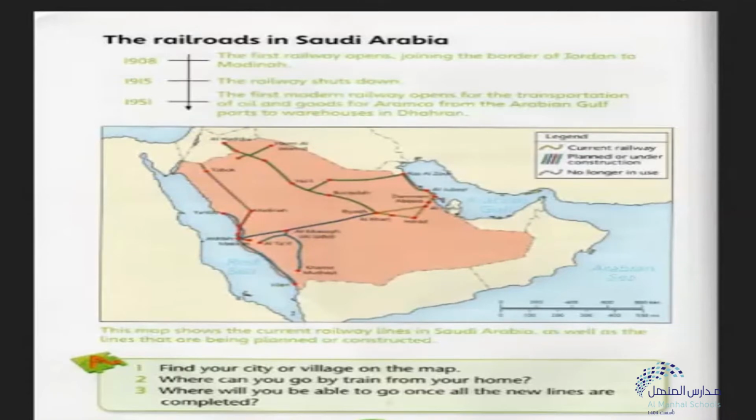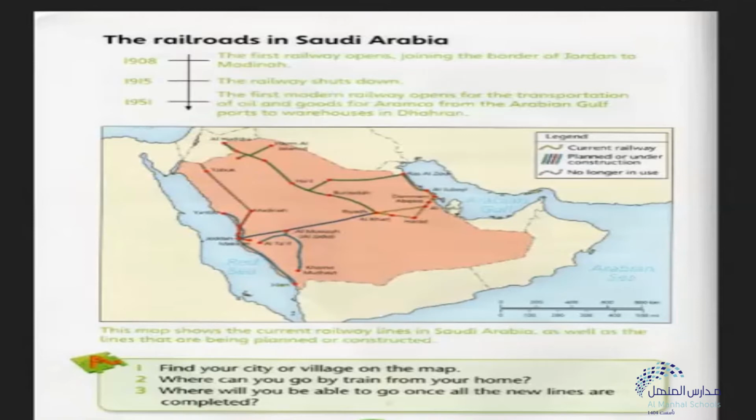The key on the map, you can see there's a current railway. It's yellowish, and there's a planned or under construction railway system, and the other railway system is no longer in use. You can check the key on the map, the yellow part. So the current railway system is what's currently in place. The different colors you can see there that are under construction mean they're still busy building the railway system. And the other key is that the railway system is no longer in use.